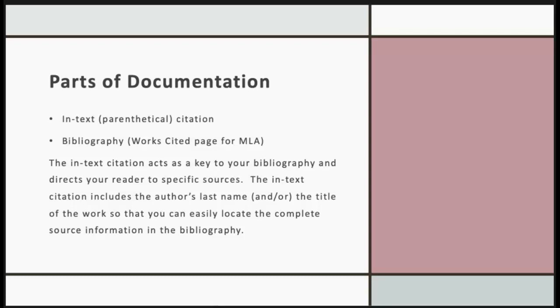The in-text citation acts as a key to your bibliography or to that works cited page. It directs your reader to those specific sources. Now, in MLA, that in-text citation is going to include the author's last name, and it's going to include the page number. So, last name, page number, those are what's included for MLA.